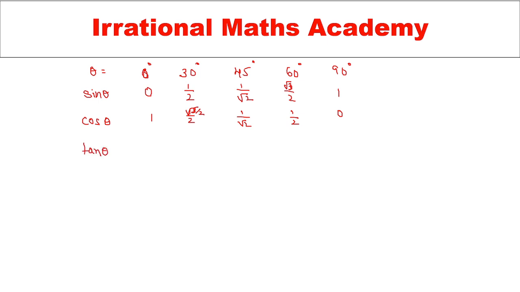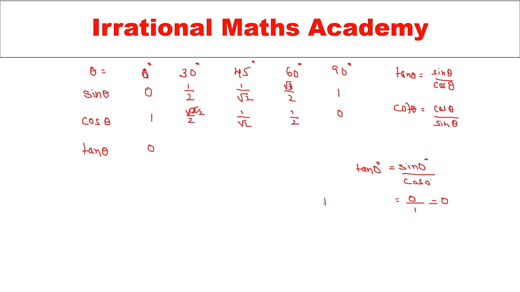Tan value if you want. Again, there is one relationship between tan theta and sin and cos. That is tan theta equal to sin theta by cos theta. Clear? And cot theta equal to cos theta by sin theta. Now, if I want tan 0 value, tan 0 means what? Sin 0 degrees by cos 0 degrees. Sin 0 degrees is 0, cos 0 degrees is 1. 0 by 1 is 0.